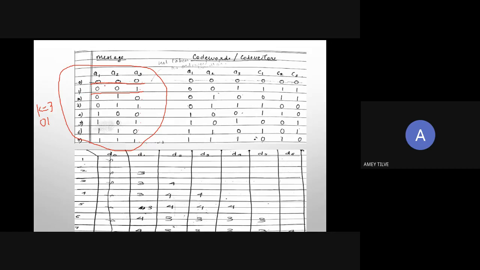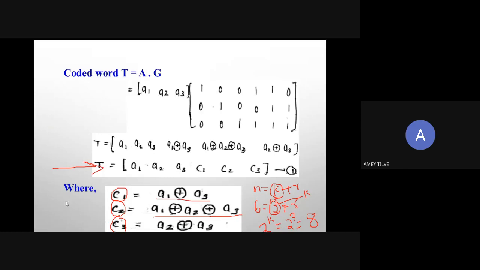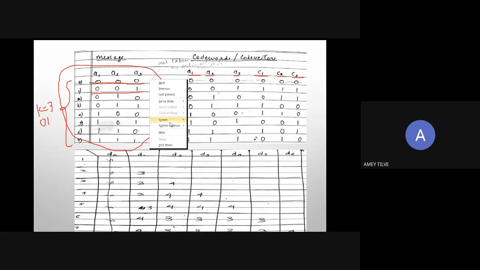Whatever you are sending will be in the form of all these values from 0 to 7. Now, what do we need to calculate? We need to calculate A1, A2, A3 and C1, C2, C3, which will make our code word, which I have already told you in my previous slide. So this T is nothing but my code word. Based on the left-hand side values, I will calculate my code word.